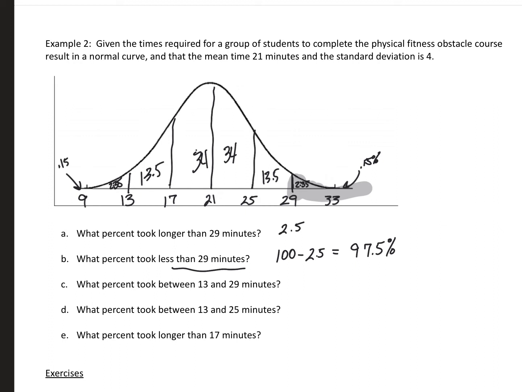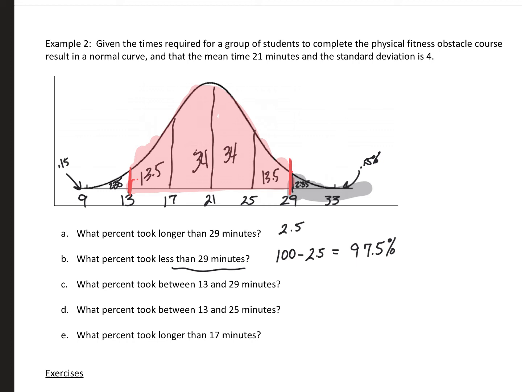(97.5%) fall into that range. Next one, what percentage took between 13 minutes, that would be right here, and 29 minutes, which is right here. So we're trying to find our section right there. Well, this one was very kind because it is the second standard deviation. All of this is the second standard deviation.